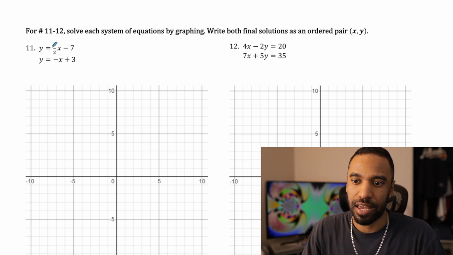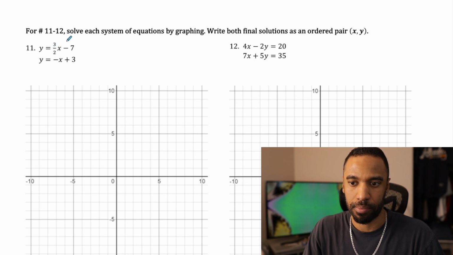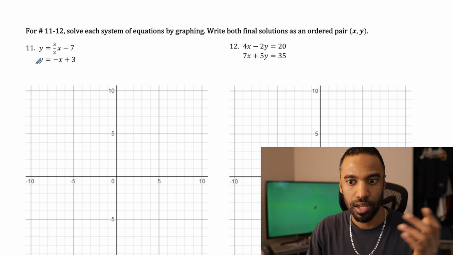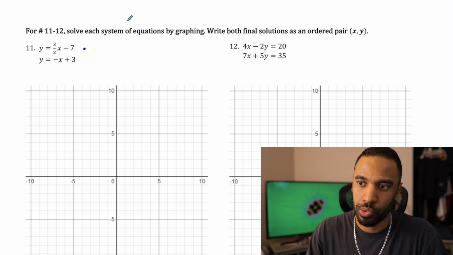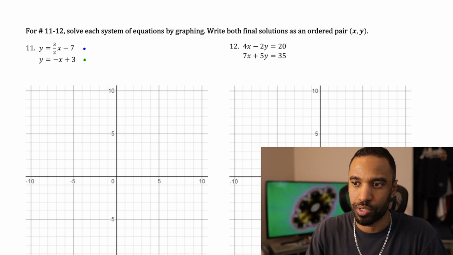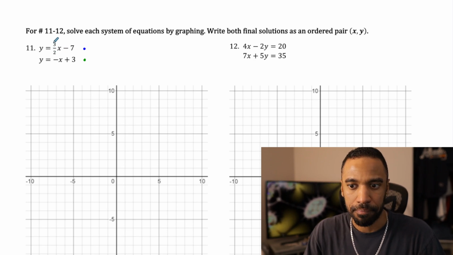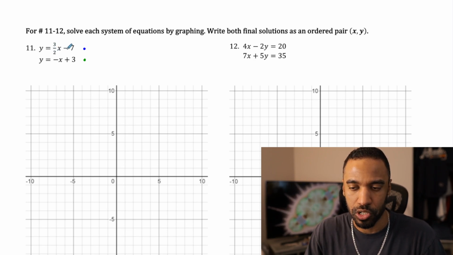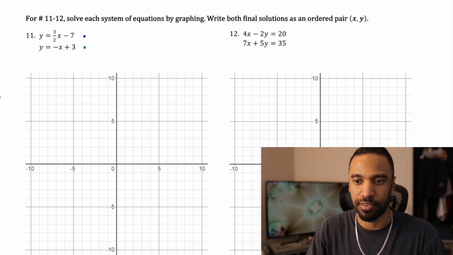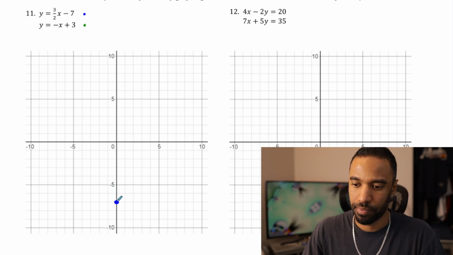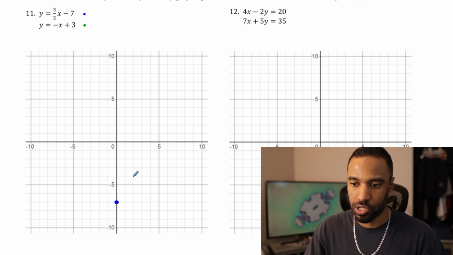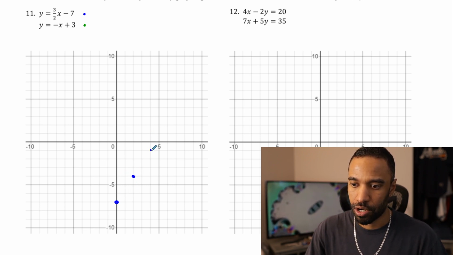All right, in number 11, I have 2 equations both in slope-intercept form here. y equals 3 halves x minus 7 and y equals negative x plus 3. I'll do this one here in blue and the bottom one here in green so you know which one's which. I'll kind of just graph them, but the slope of 3 halves, up 3 over 2, starting from negative 7 on the y-axis. So my y-intercept here is 0, negative 7. And I will do a rise 3, run 2, over and over and over again.